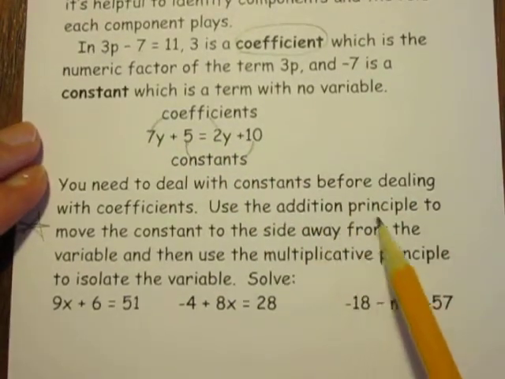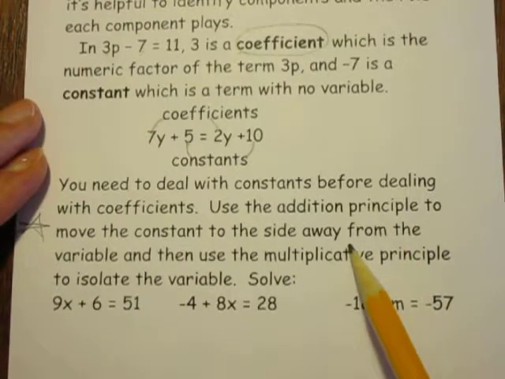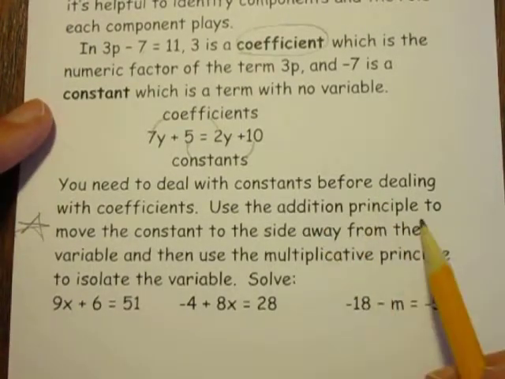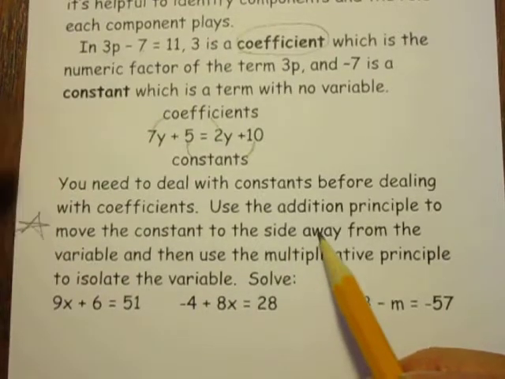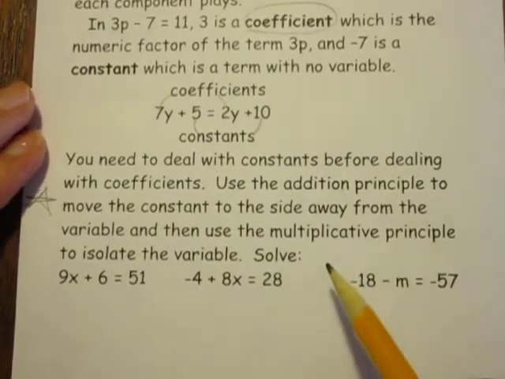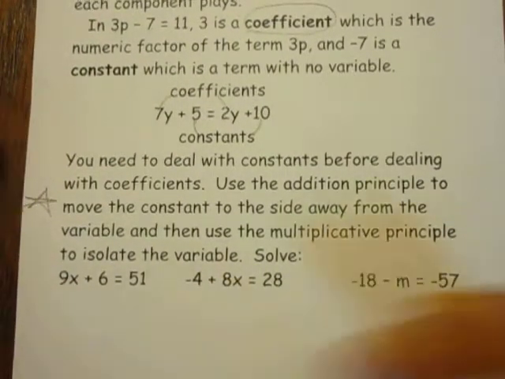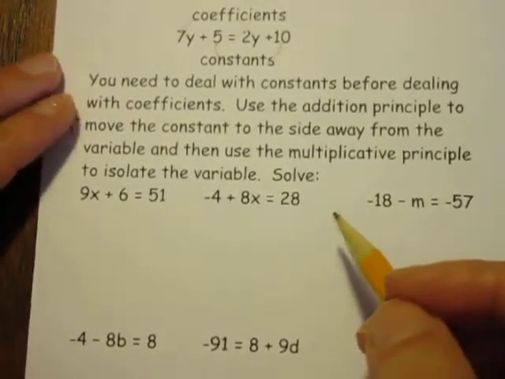You're going to use the addition principle to move the constants to one side of the equation, and then you'll move your variable terms to the other side, if you have more than one. And then the last thing you'll do is the multiplicative inverse principle. That probably doesn't make any sense, so we're just going to go ahead and start a couple problems.